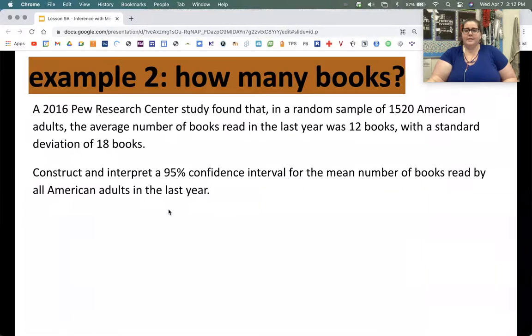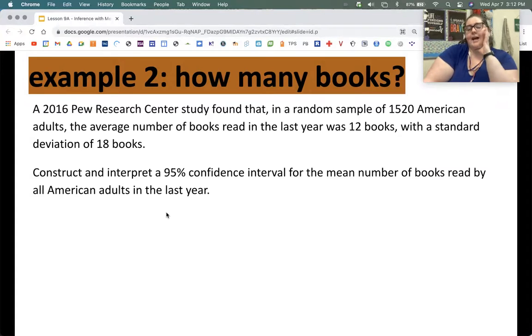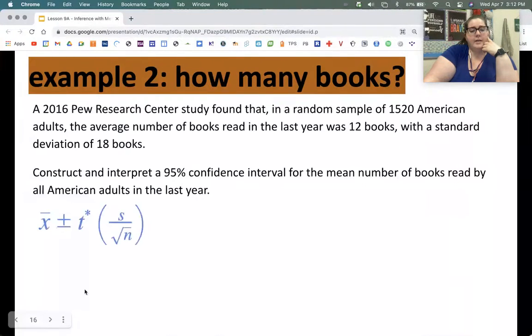So we're going to move into step 3, which is calculations. I am going to show the formula just so we can see how it works in action. But again, as long as you wrote one sample t interval, you wouldn't necessarily have to write a formula. So our formula says we're going to do x bar plus minus t star times s over square root of n, where s is the standard deviation, and n is the sample size. So x bar is the sample mean.